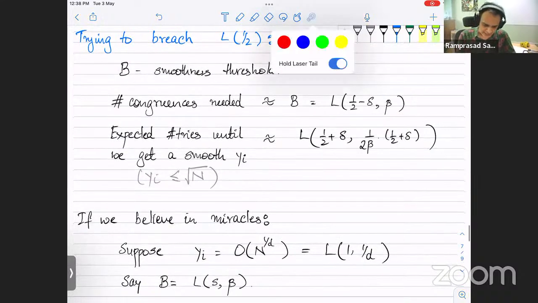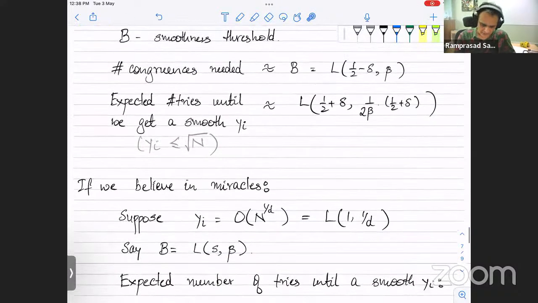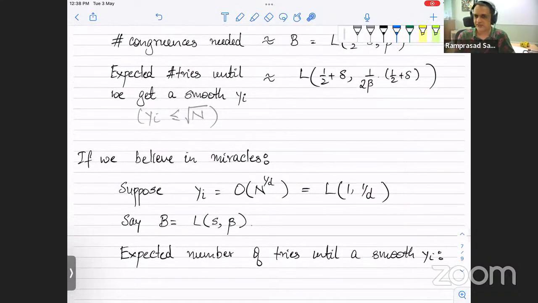Again, I'm going to say that my smoothness bound looks like L of s comma beta. Now what is the expected number of tries I need to do until I encounter a smooth yi? This is the number of trials per smooth yi that you need. If you calculate exactly what this is going to be, this is going to be L of 1 minus s comma 1 over d beta into 1 minus s.